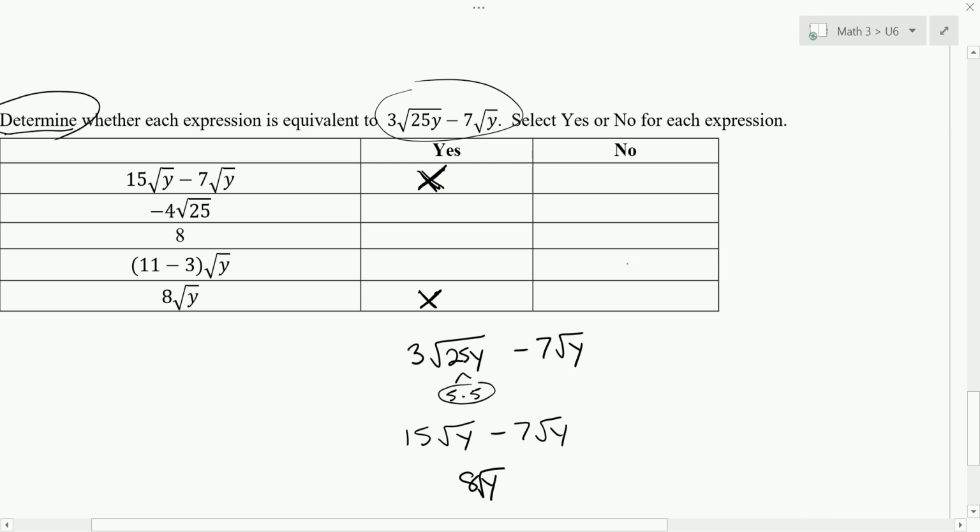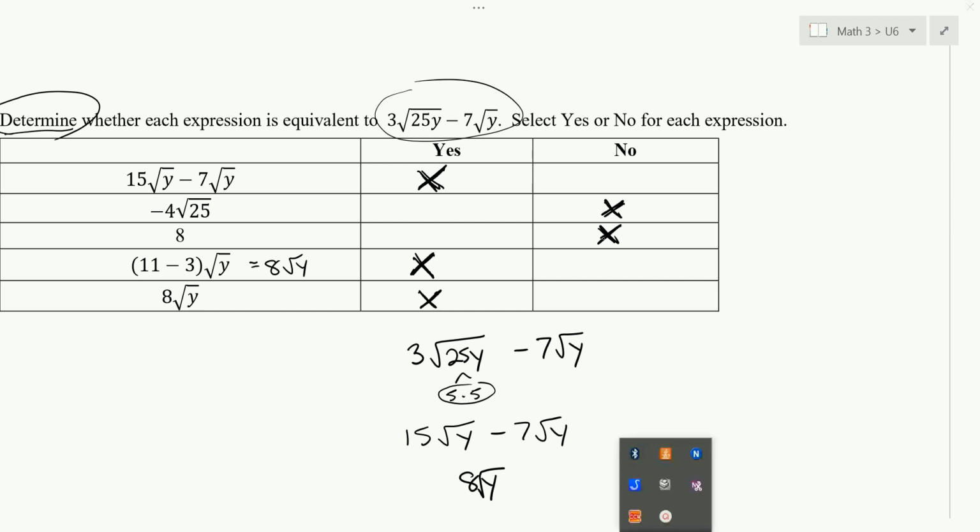And before we mark no on all the others, let's just check. What's 11 minus 3? So this is the same thing as 8 square root y, so we also want to take that one. How about the -4 square root 25? How do you know it's no? There's no y at all, so we know it's a no. And we could say the same for the other, it has no y, and now we've gotten through them. So you just got to take your time through this, make sure there's a reason for why you're putting yes or no for each of these. Okay. All right.